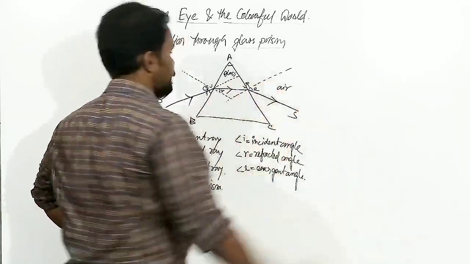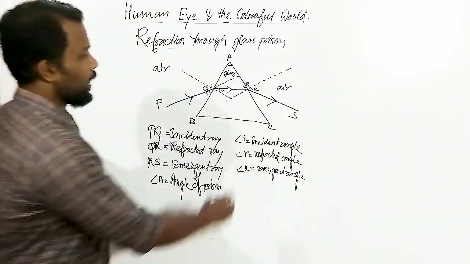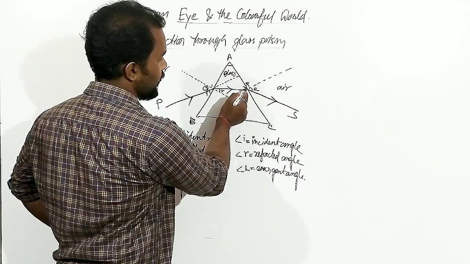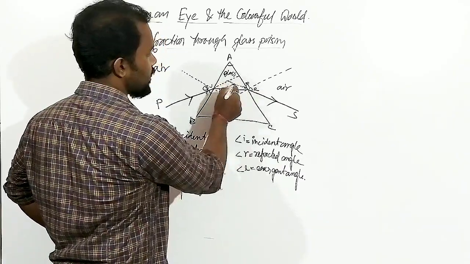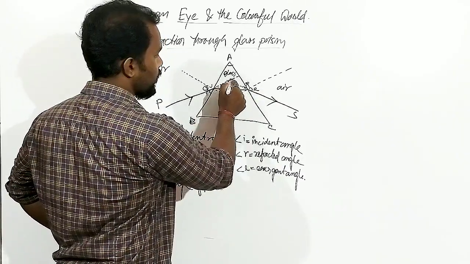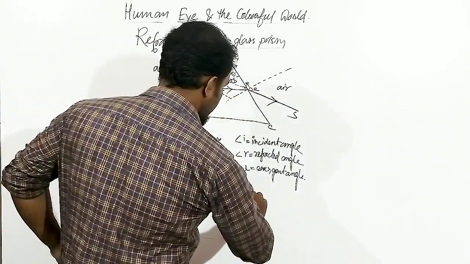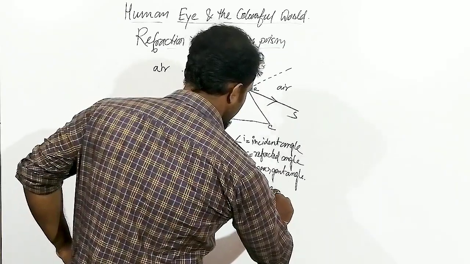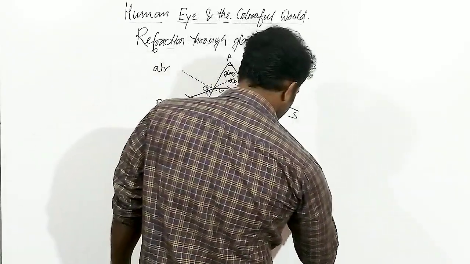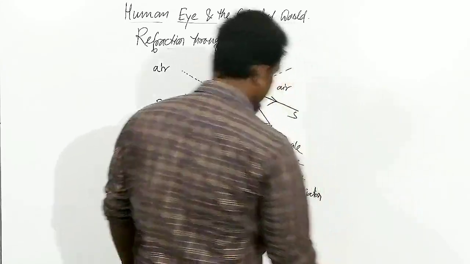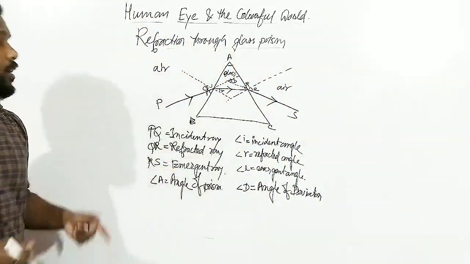Again, if you clearly observe what is going to happen, if I make a dotted line for this emergent ray and extend the line backward, this line is going to meet the incident ray here. And we are going to get one more angle. That angle is known as D, the angle of deviation.